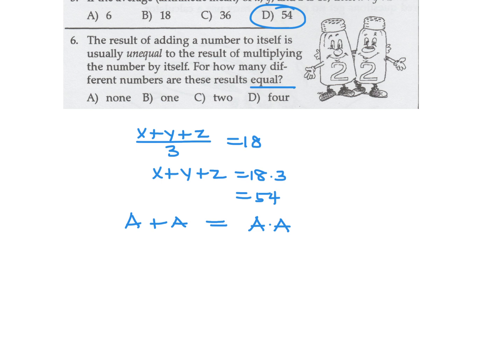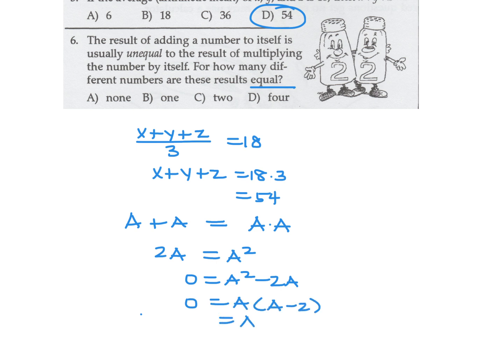Okay, so this is the algebra. So that would be 2a is equal to a squared. If we put everything on one side, it would be a squared minus 2a is equal to 0. Factor out the a, and we get a times a minus 2. So therefore, a is equal to either 0 or 2. So that's 2 numbers. So the answer is 2, and that is C for number 6.